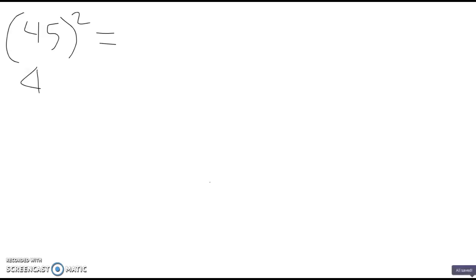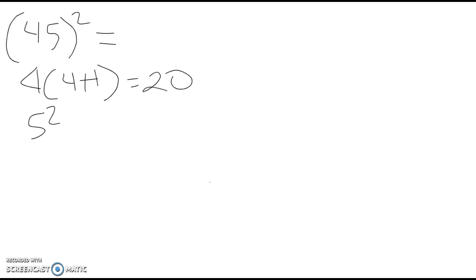So all you have to do is just take 4, the number in the tens place, and multiply it by the number 1 above it. So 4 times 4 plus 1. So 4 times 5 is 20. And just do 5 squared, the number in the ones place, and that's 25. Mash these two numbers together and you get 20, 25. Okay.